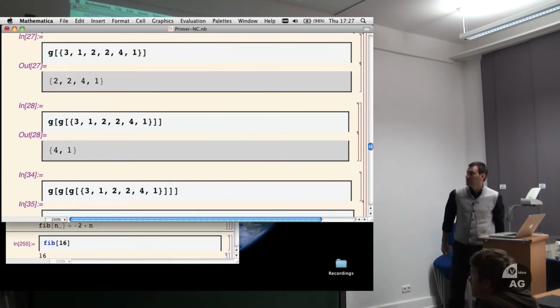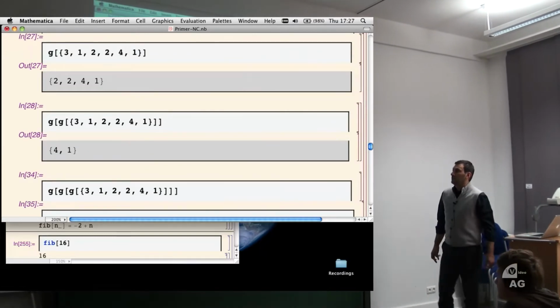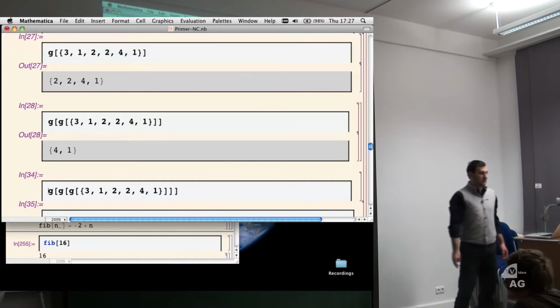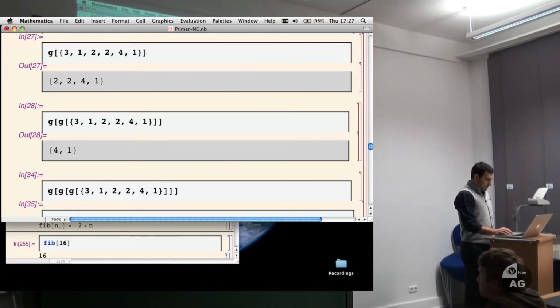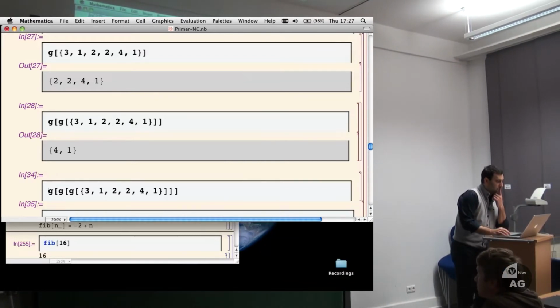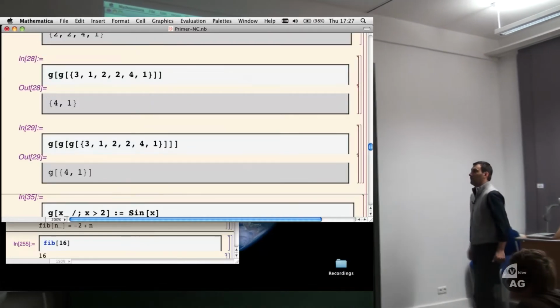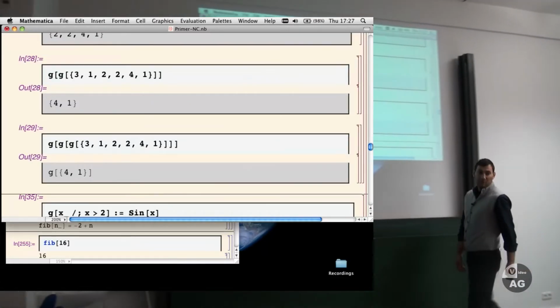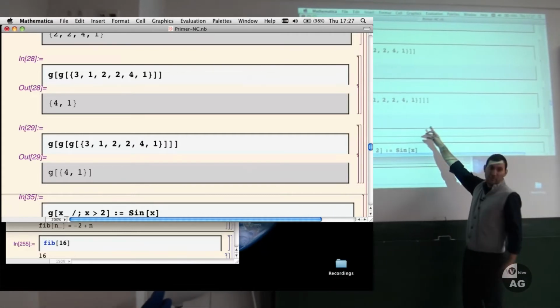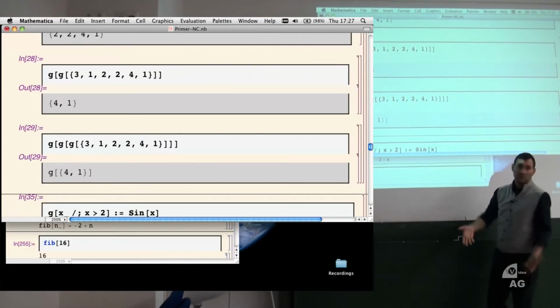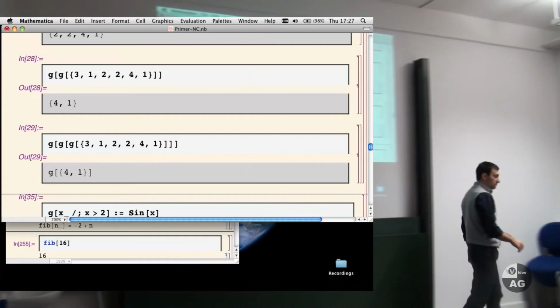How about this? Very good, guys. Very nice. So it's not the empty list. It's just that this is not matched by the function definition. So it returns G of 4, 1.